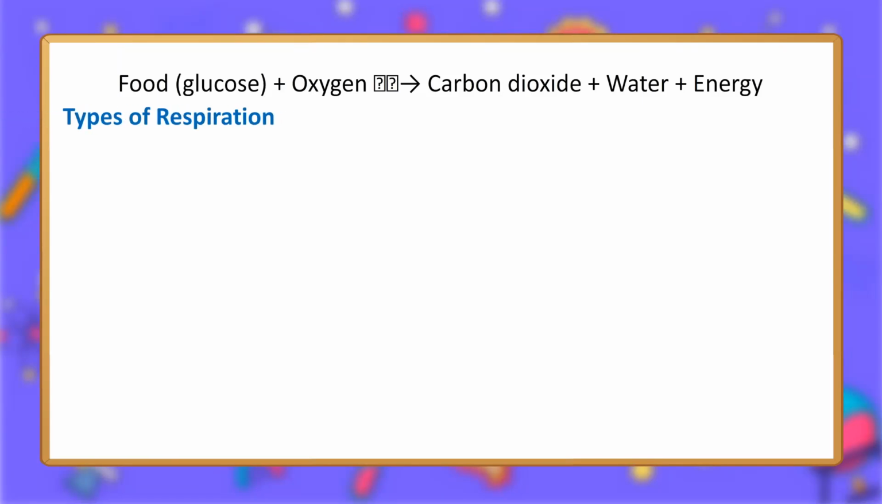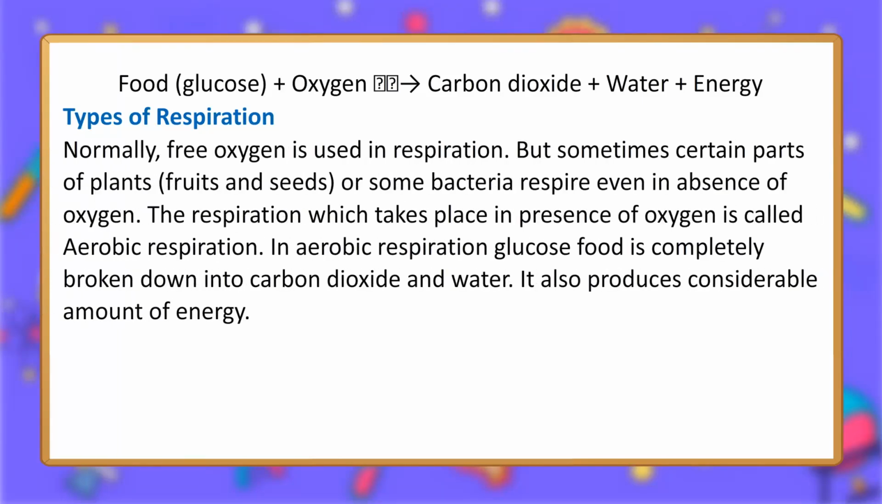Types of respiration. Normally, free oxygen is used in respiration, but sometimes certain parts of plants, fruits and seeds, or some bacteria respire even in the absence of oxygen. The respiration which takes place in the presence of oxygen is called aerobic respiration. In aerobic respiration, glucose food is completely broken down into carbon dioxide and water. It also produces a considerable amount of energy.